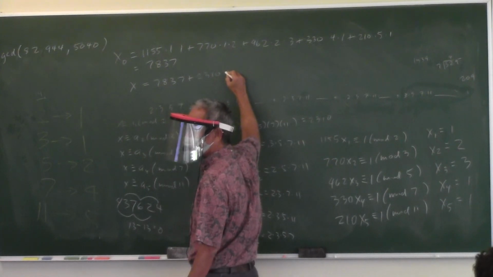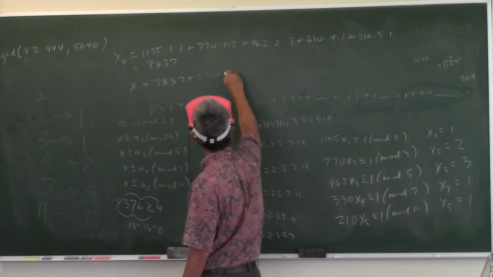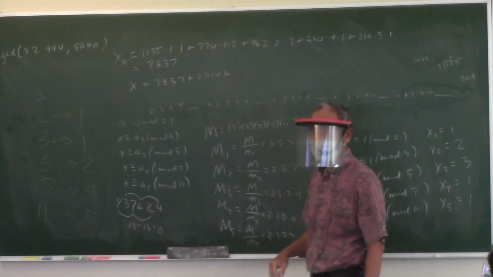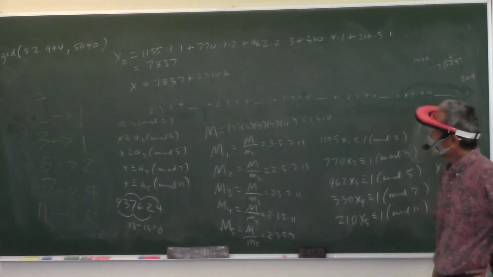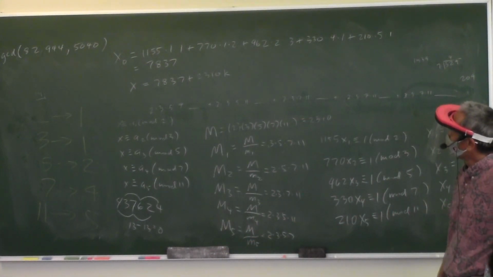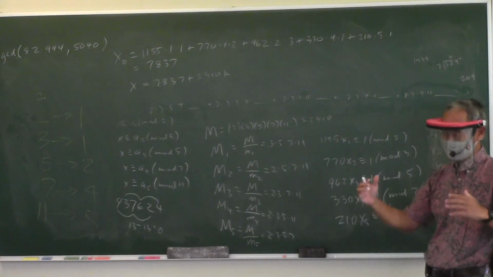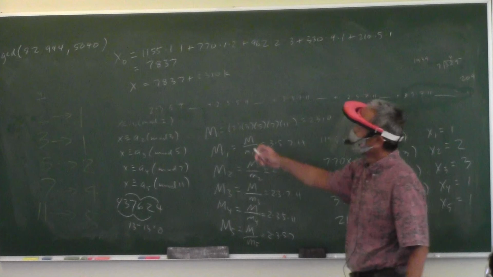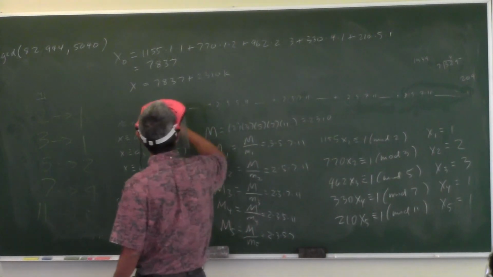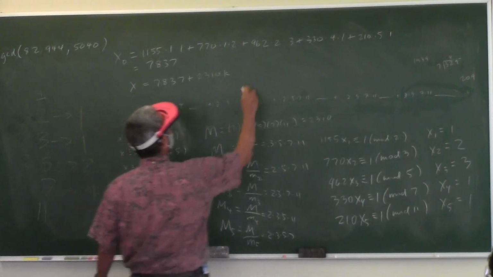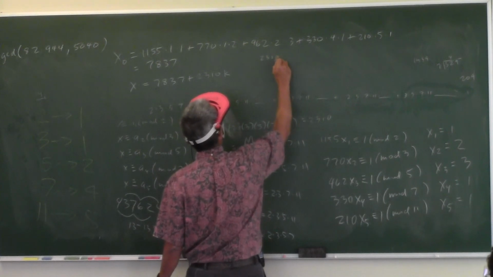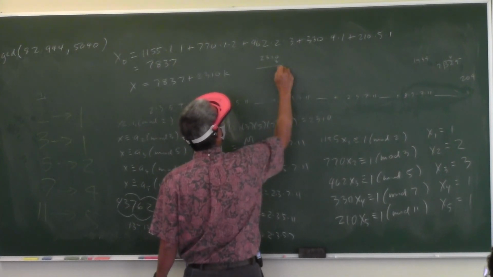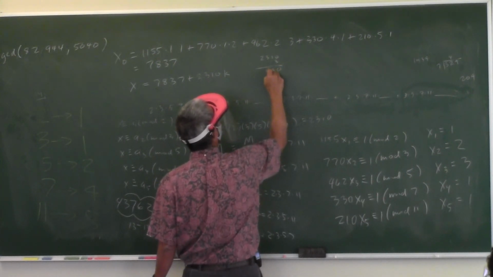Wait. x naught plus mk for some integer k. I also do. And k is negative. Okay, so what integer can I plug in for k to get the smallest positive integer for x? Negative 3. Negative 3? Yeah. Okay, so 2310 times negative 3 is negative 6930.